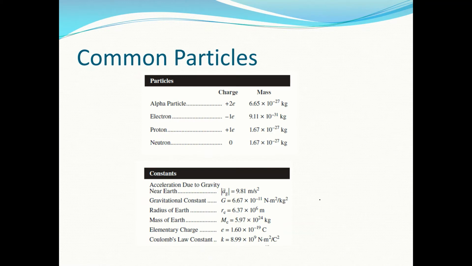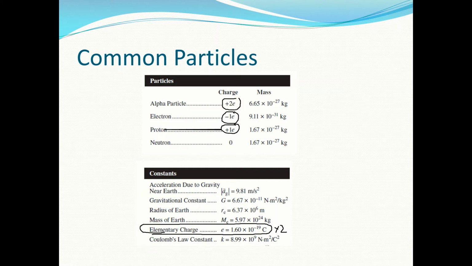So before we start, I want to point out a couple things in the data booklet. These are common particles that you need to know. There's an alpha particle, which has 2e, a negative 1e, and then a proton is positive 1e, and then we have a neutron. So this e refers to the elementary charge. So an alpha particle would have times 2.